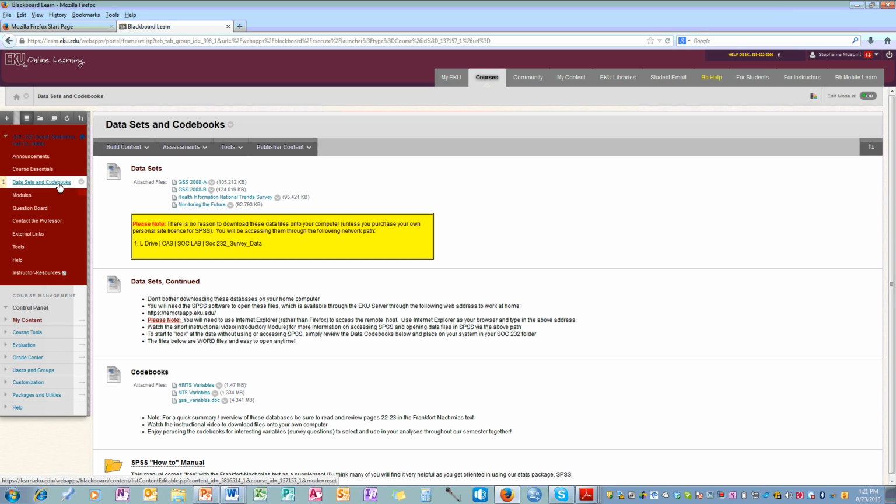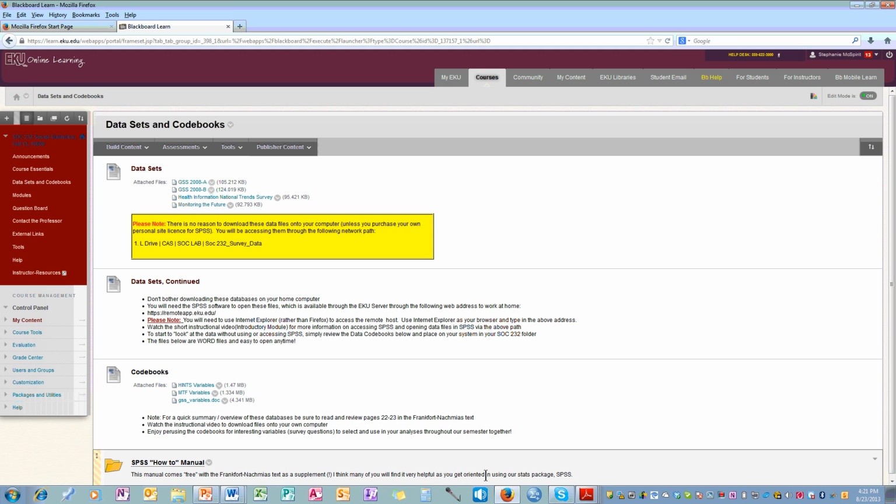Now we know that we're going to access those databases through the L drive. If we don't have SPSS on our home computer, they won't run. But if we're accessing SPSS remotely and grabbing the databases from the L drive, then we'll be able to get those databases. In fact, I might go ahead and take them off Blackboard so it doesn't confuse anyone. But what we can open are the codebooks.